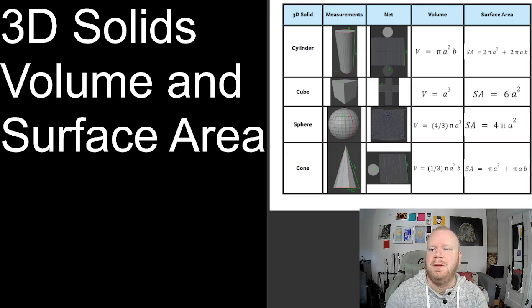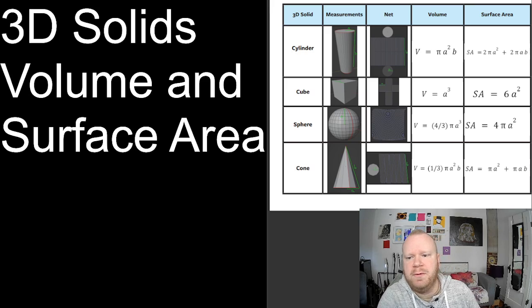Hi everyone. This video is going to be going over 3D solids, specifically these four that I've got up here. And these four are called the primitives because they're sort of the simple building blocks that you're going to be using in 3D software for all of your modeling and design work. So those are the cylinder, cube, sphere, and the cone.